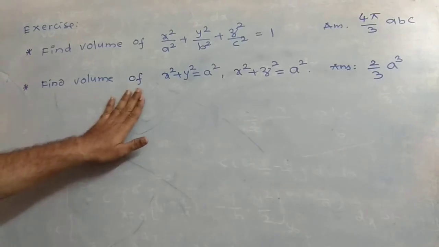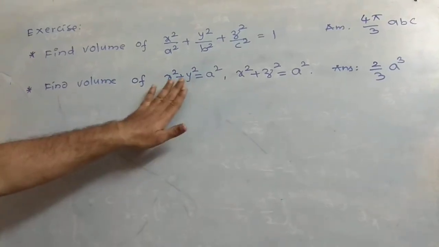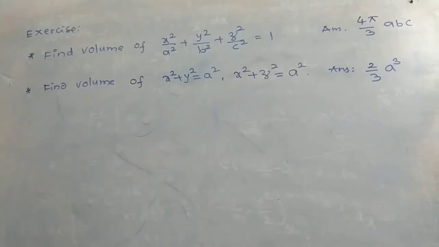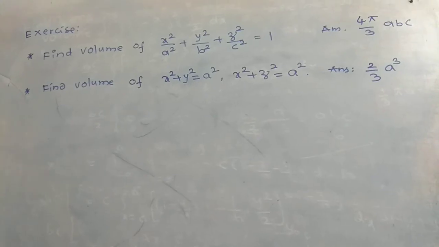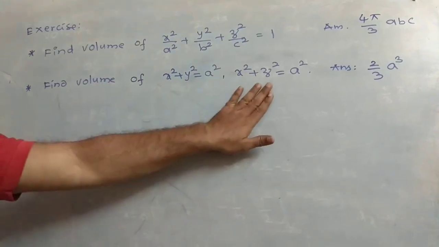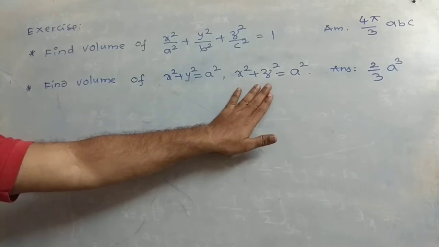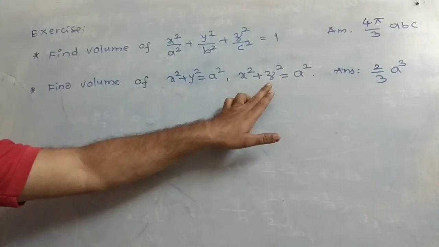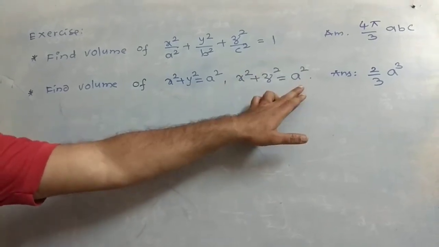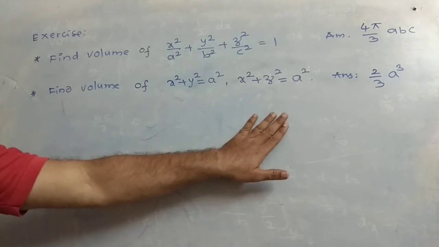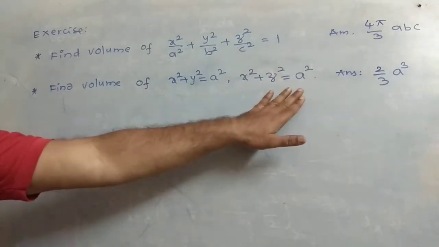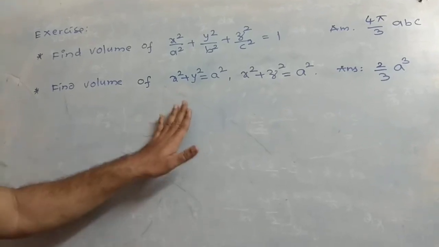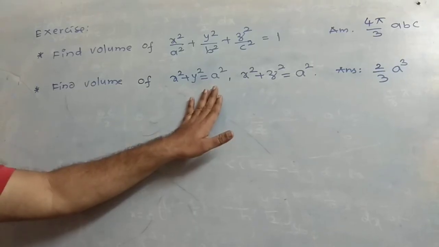Find the volume of two equations are given. X square plus y square equal to a square and x square plus z square equal to a square. So in that particular equations, the thing is, from the second equation you find out the z limits. What about the z limits now? Z square can be taken as a square minus x square. Only z is under root of a square minus x square. So z limits are 0 to under root of a square minus x square. Similarly, from the first equation you can find out the y limits, which is nothing but 0 to under root of a square minus x square.